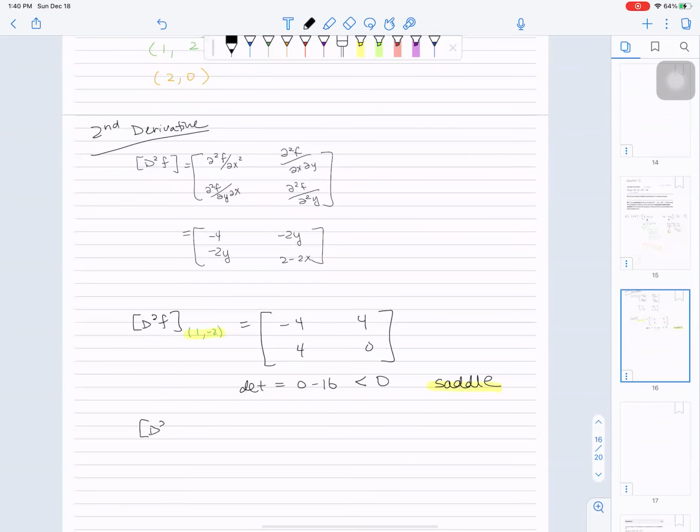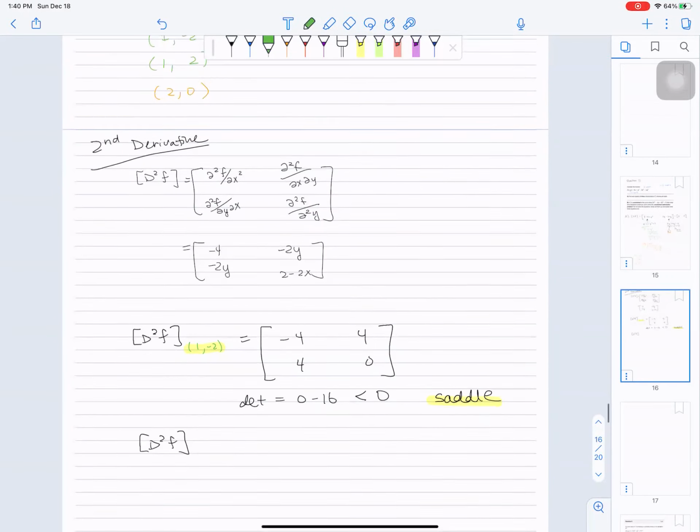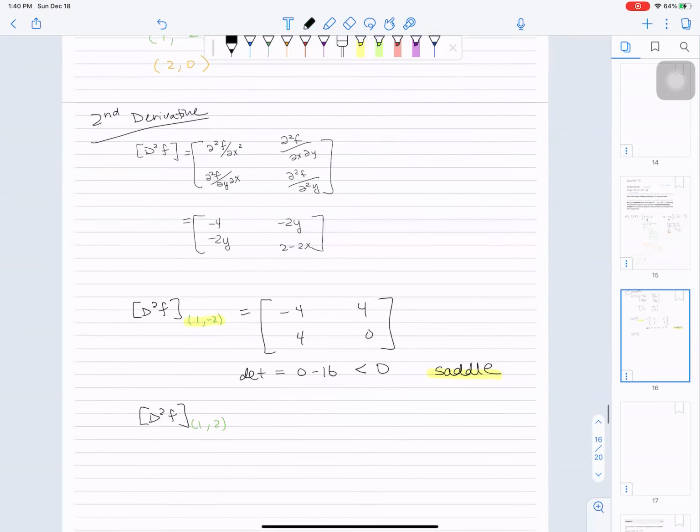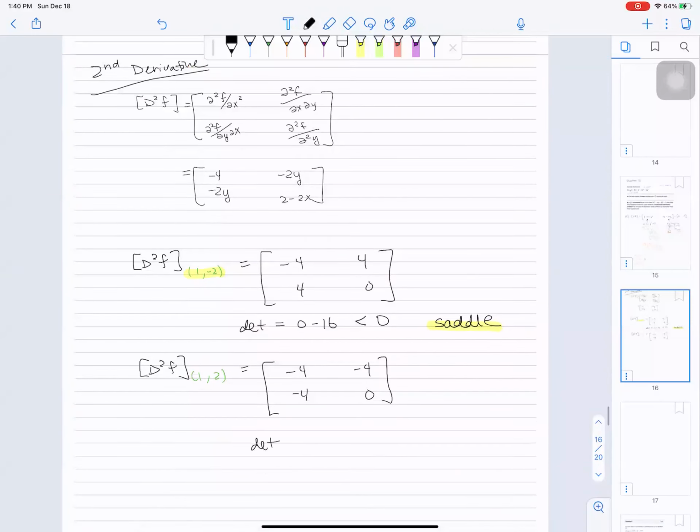Let's look at another critical point. What about our second critical point, (1, 2)? Well, I plug those into my Hessian and I get negative 4, negative 4, negative 4, 0. And the determinant again is negative 16. So I get a negative sign, so it's a saddle point again.